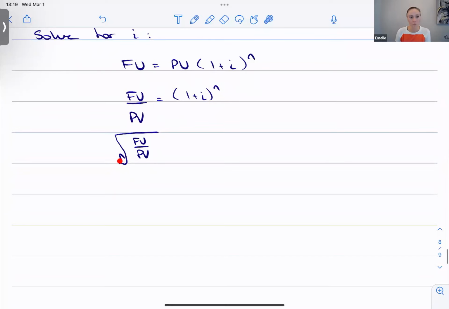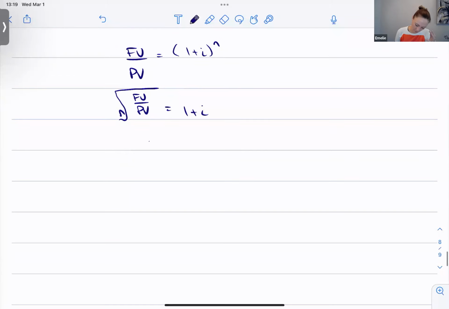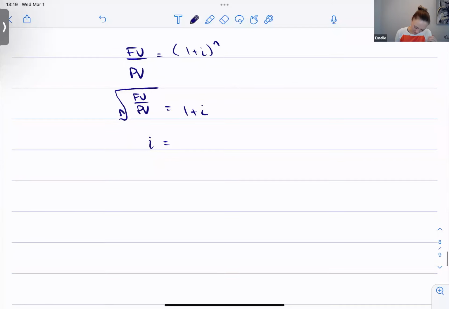So I'm taking the nth root of both sides, right? Which leaves me with 1 plus i on the right-hand side. I'm solving for i, so I like to have that on the left-hand side. So in one smooth move here, i is the nth root of the future value over the present value, then minus 1.